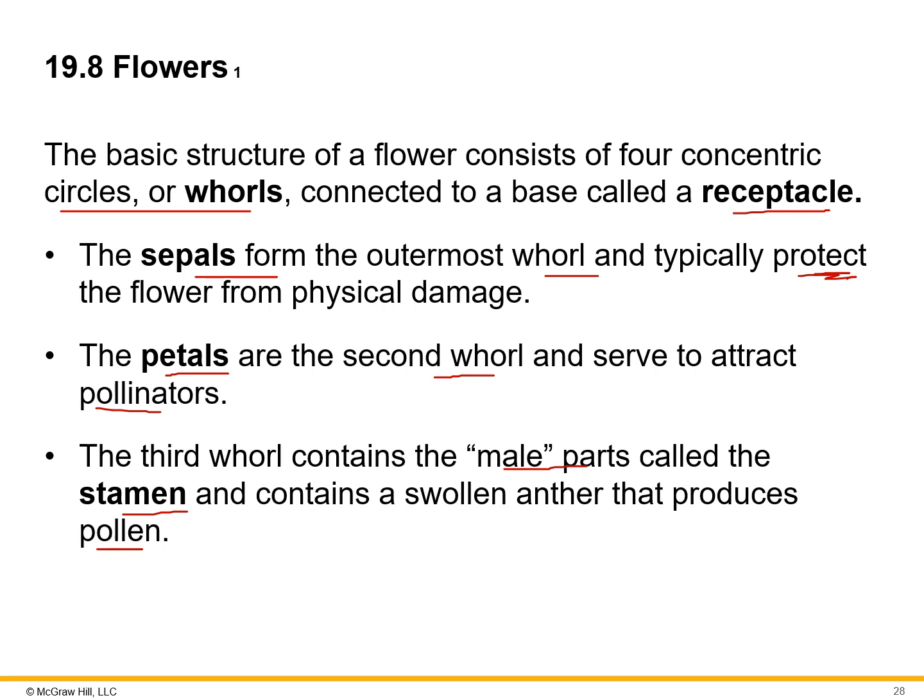All right, so they have the base being the receptacle. They have these whorls. The sepals are the outermost part that protect it from physical damage. The petals help attract pollinators. And then the stamen has the pollen and is the male part.